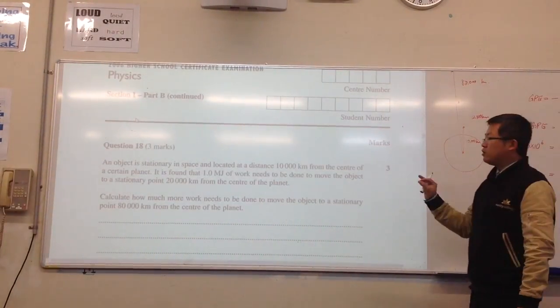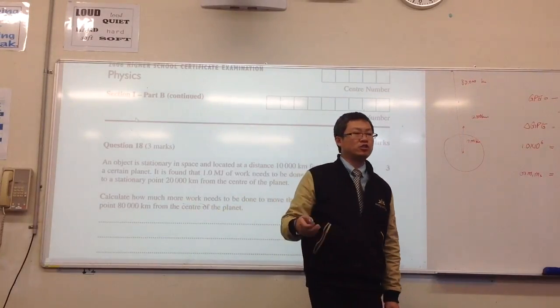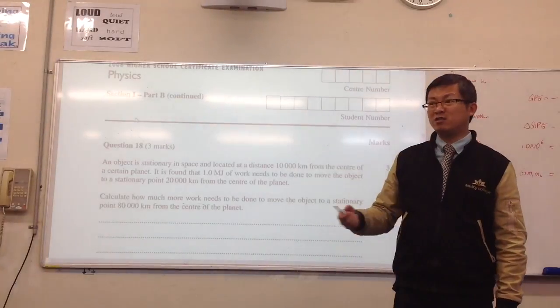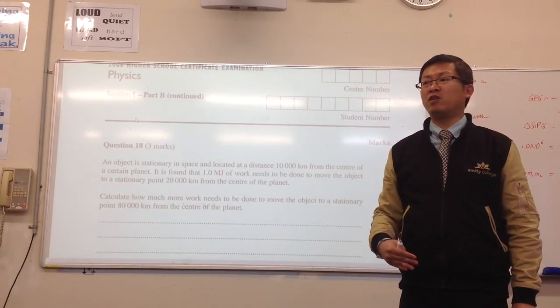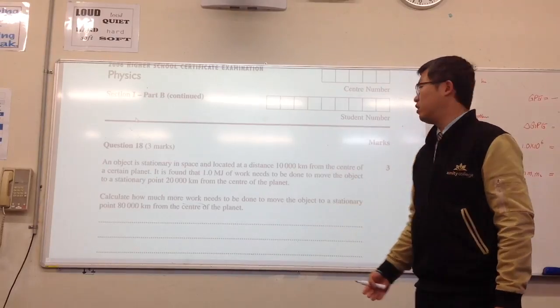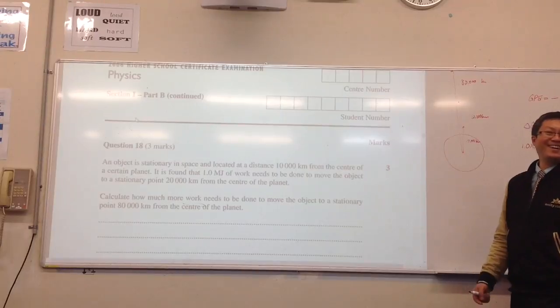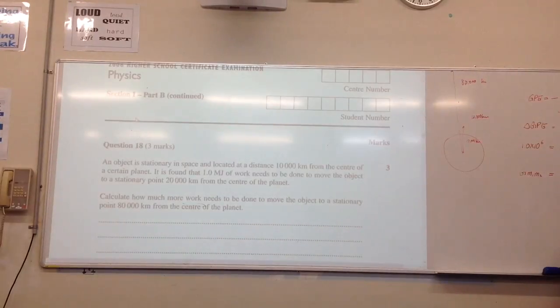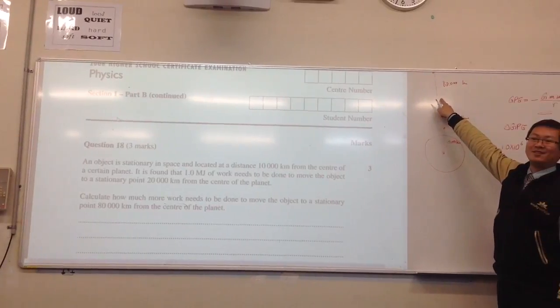Can you calculate how much more work is needed? See, a lot of people actually just type in the value for 80,000 straight away. But the question is not asking what's GPE at 80,000, but rather how much more work you need to put in, all right, to get to 80,000 K. But hang on, we've got a problem. Where did we start? Did we start from here, or did we start from here?